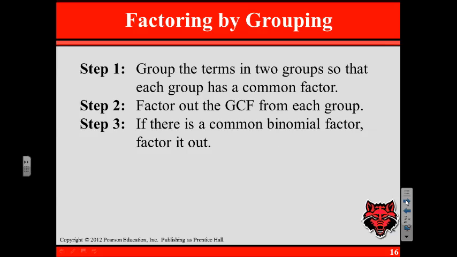Let's now look at factoring by grouping. This is a special factoring method for when we have 4 terms or more. Step 1, we group the terms into 2 groups so that each group has a common factor. Step 2, we factor out the GCF from each group, and then step 3, if there's a common binomial factor, and hopefully there is, we factor that out as well. And so every time we factor by grouping, we're looking for 3 greatest common factors.